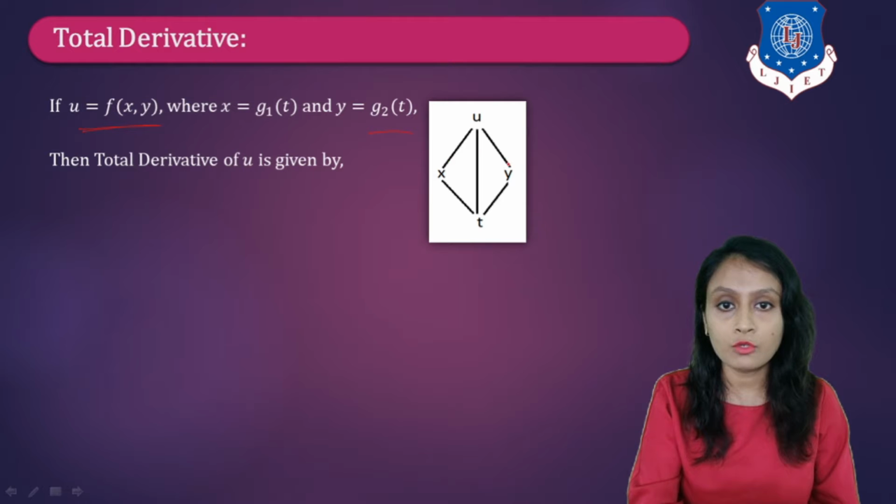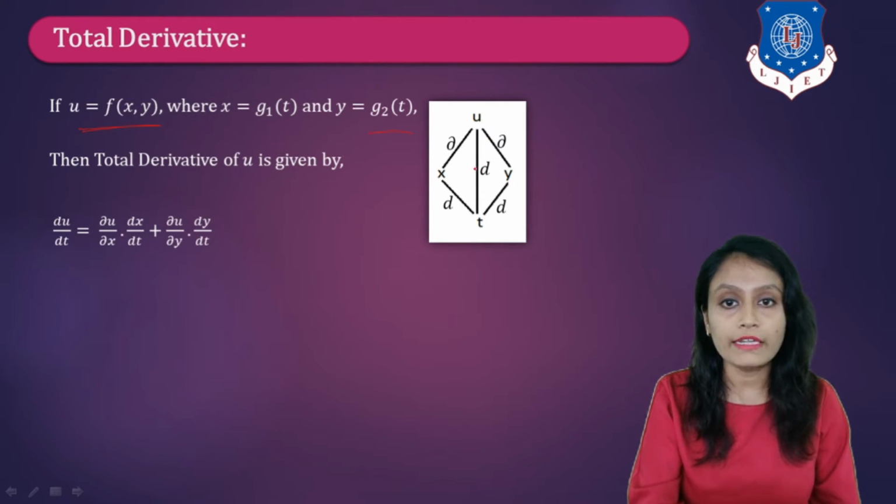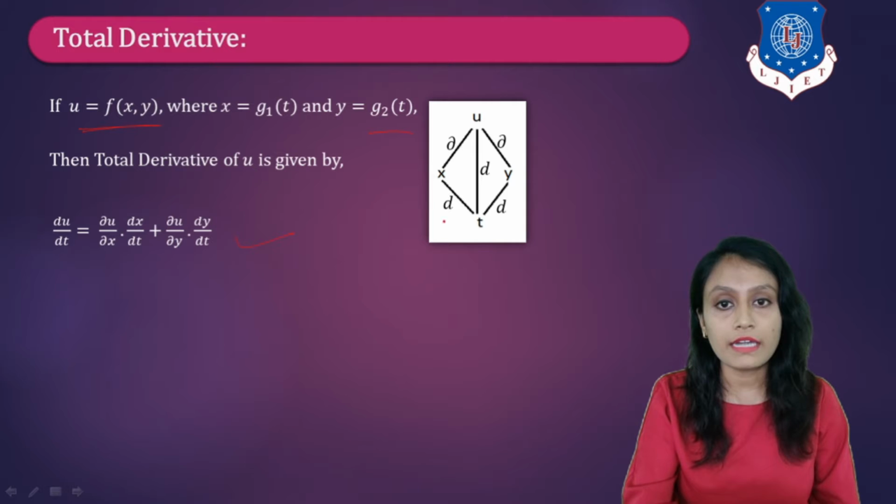Okay, now here we have two variables, so we will write del, and here we have one variable, so we will write d. Here also it will come d. Now the formula to find du by dt: firstly we'll go through this. So del u by del x into dx by dt, plus del u by del y into dy by dt. So this formula we will write from this tree diagram.